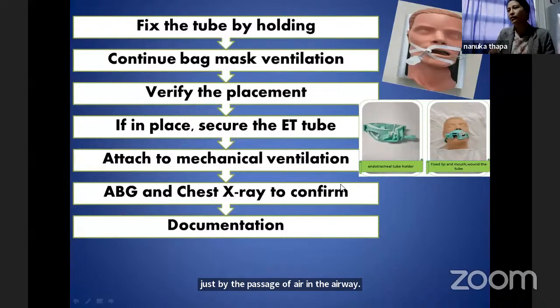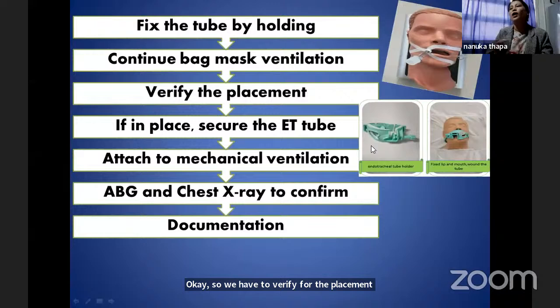We have to hear the air entry, and also look and listen. When you're giving bag and mask ventilation, we have to look for the rise in the chest whenever you give air into the lungs. If you have done the auscultation and seen the rise in the chest, good. Suppose there's a rise in the abdomen, it means that the ET tube has gone into the esophagus. So we have to verify the placement.